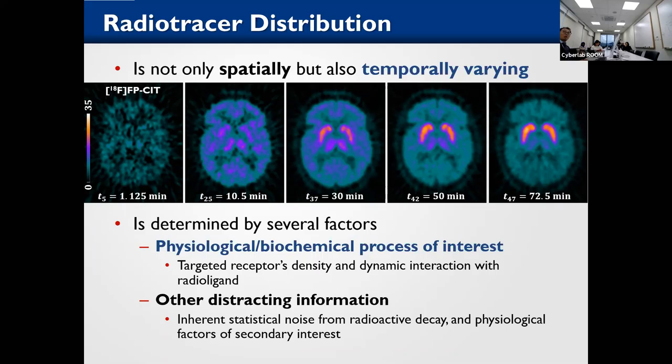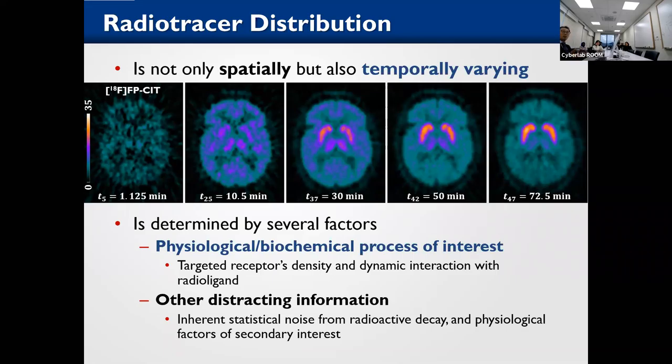So different things are mixed. So we don't know how much receptor-bound tracer is in these images. It just looks good, but we don't know how much is bound and how much is non-bound. Yeah. So we need to separate these different states of the radio tracer somehow.